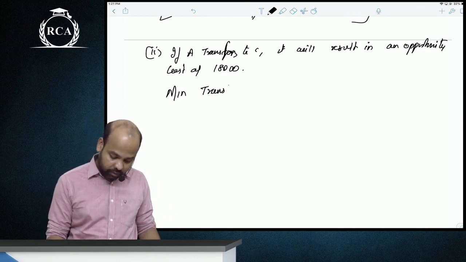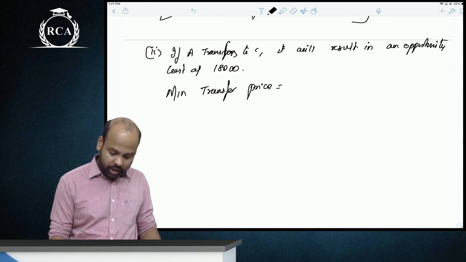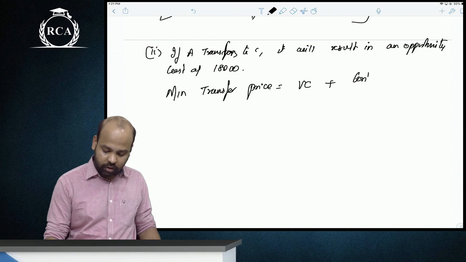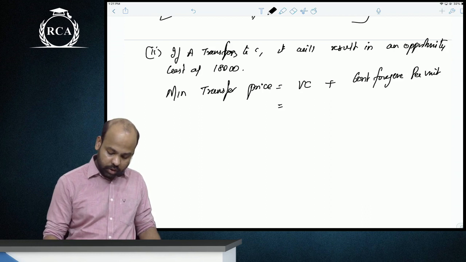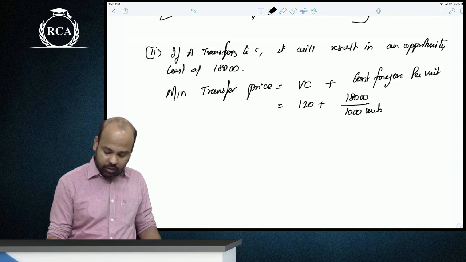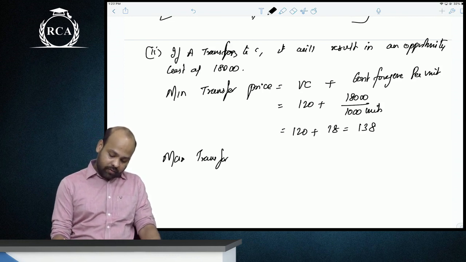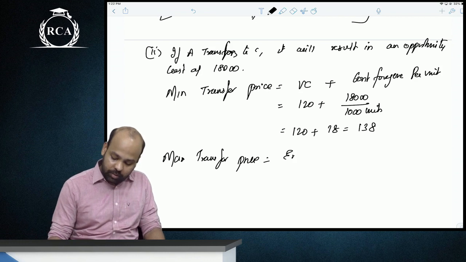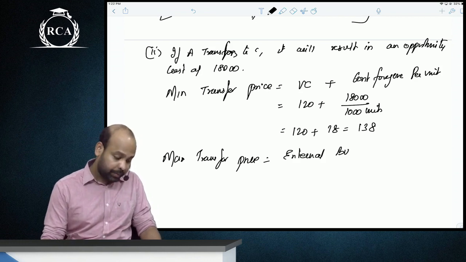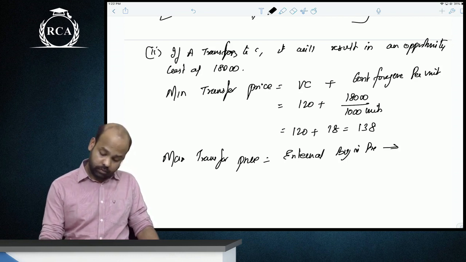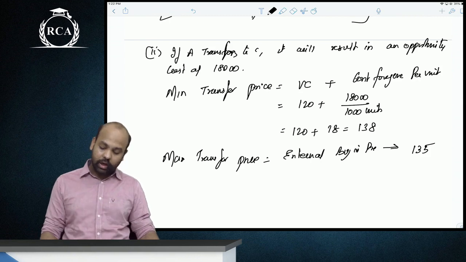The minimum transfer price would be variable cost plus contribution foregone per unit. 120 plus 18,000 rupees divided by 1000 units. So that is 120 is your variable cost, plus 18, which is 138. The maximum transfer price as such guys will still be your external buying price only, because there is no other details given, and this is 135.